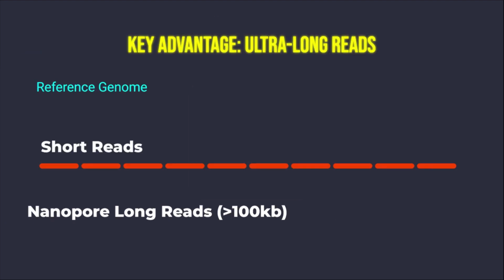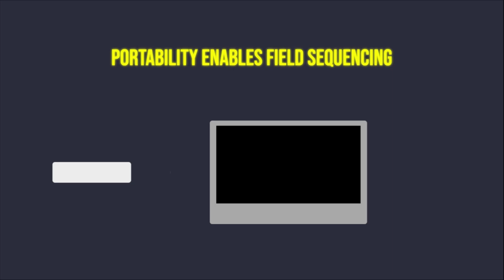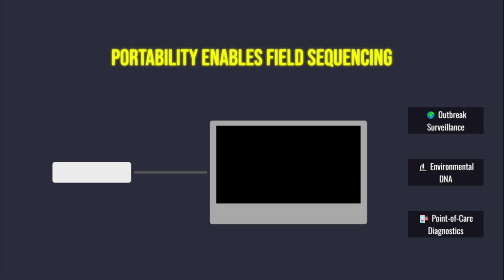The primary technical advantage is the ability to generate ultra-long reads, often exceeding 100 kilobases and sometimes reaching megabases. This capability is transformative for resolving complex genomic regions, such as repetitive elements, structural variations, and phasing haplotypes across large distances. Furthermore, the MinION device, powered by a USB connection, enables sequencing outside of centralized laboratories. This facilitates field applications like outbreak surveillance, environmental DNA analysis, and rapid clinical diagnostics at the point of care, democratizing access to genomic information.